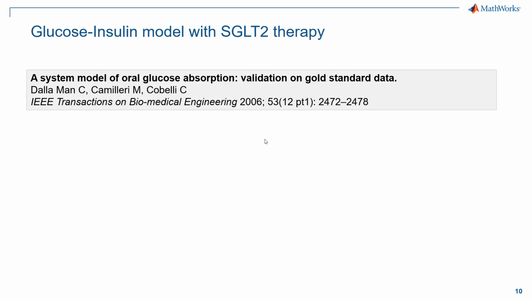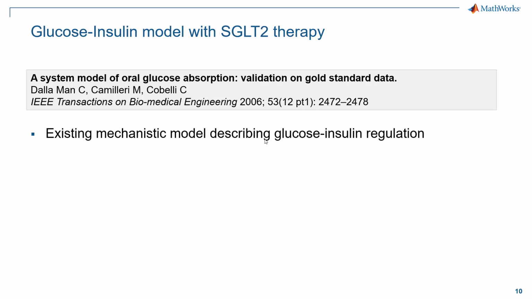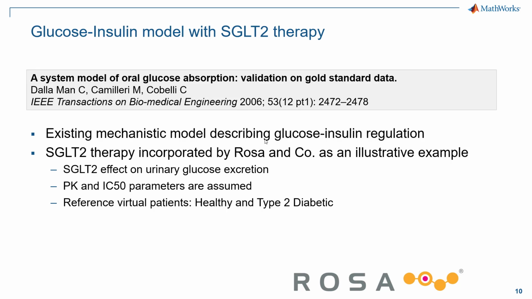So the model that I'll be using here is a model by Dalla Man, Camilleri, and Cobelli, who developed a mechanistic model that describes glucose-insulin regulation. And the SGLT2 therapy here that is added to this glucose-insulin regulation was incorporated by our partners, Rosa and Co., who are a QSP consulting company. And the goal was to have an illustrative example. So, as I said, this is a hypothetical situation, just to illustrate how you could use SimBiology to create a QSP model and answer certain questions.